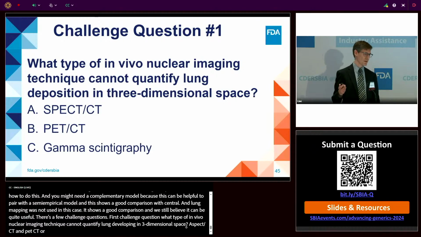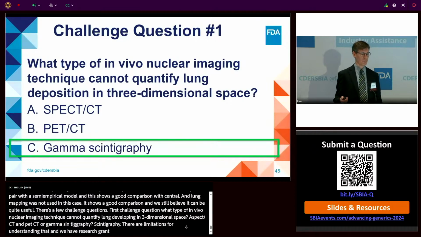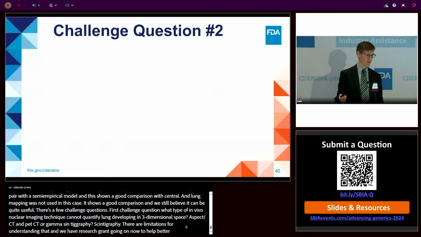And the answer is gamma scintigraphy is only two-dimensional. The other two are three-dimensional, although there are some limitations for understanding that. And we do have a research grant going on now to help better get information from those types of studies.